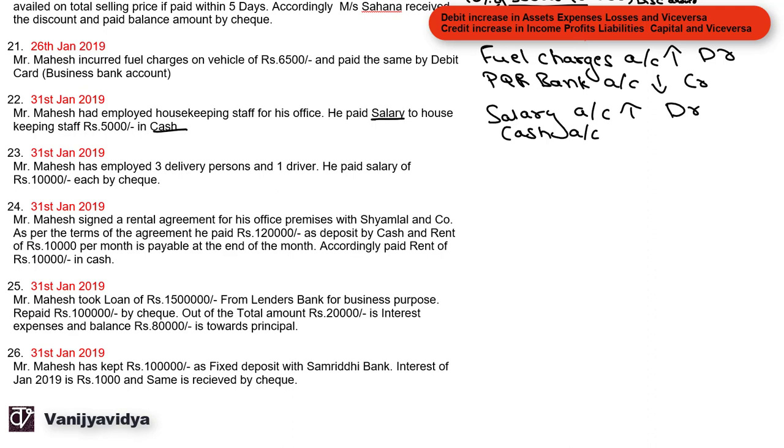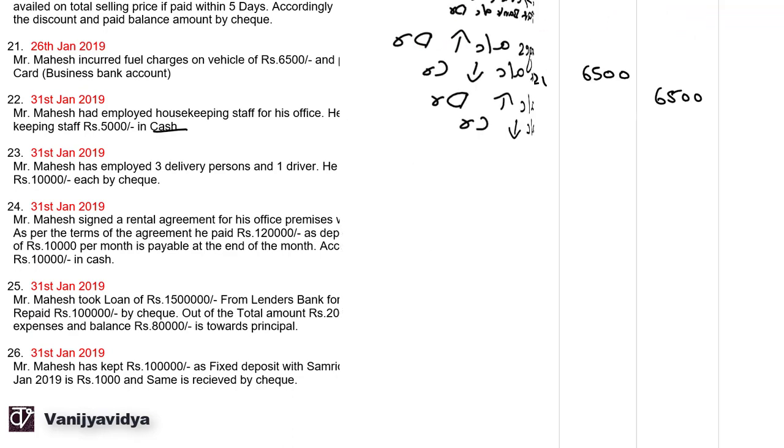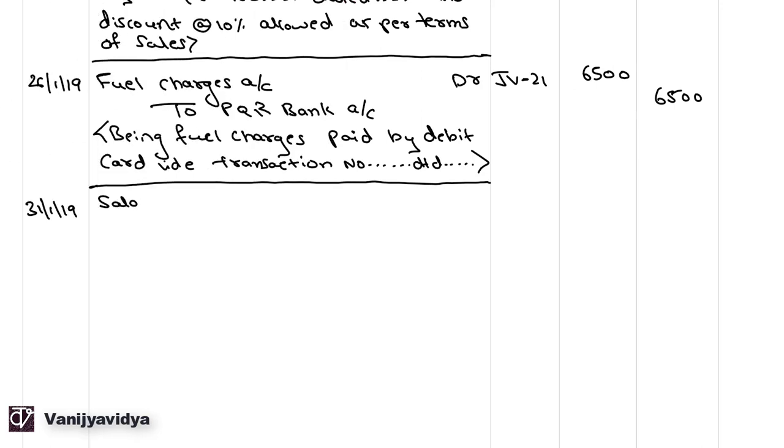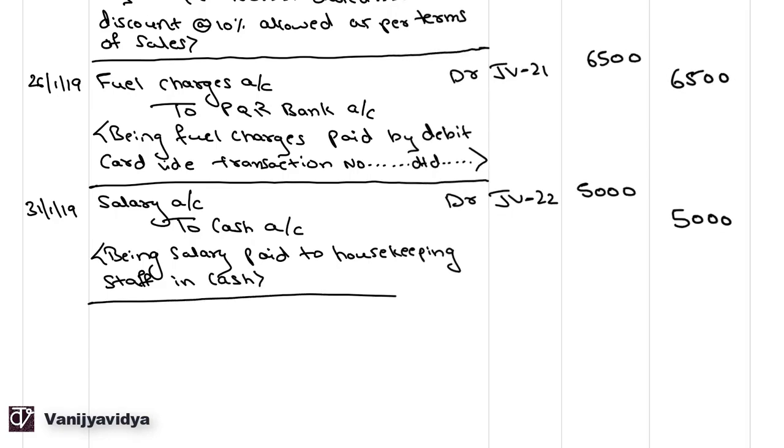Cash account is an asset account. We have paid the amount. So there is a decrease in the cash account. So we have to credit. So journal entry will be salary account debit to cash account and amount is 5,000. Let's pass this entry. 31st Jan 2019, salary account debit 5,000 to cash account 5,000, JV number 22, being salary paid to housekeeping staff in cash. Now let's move on to the next transaction.